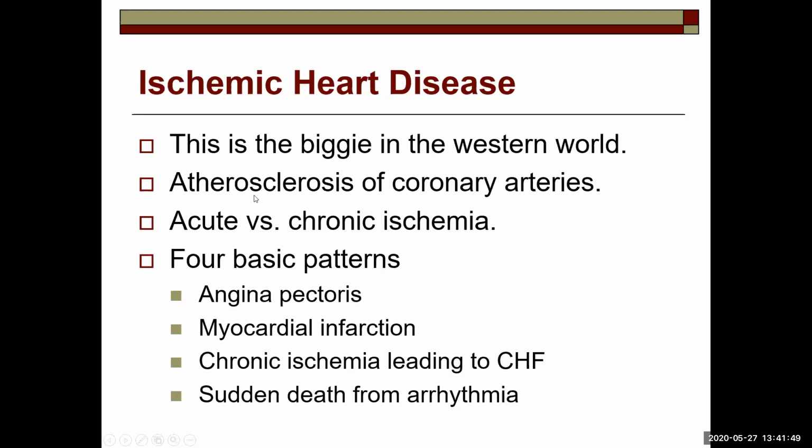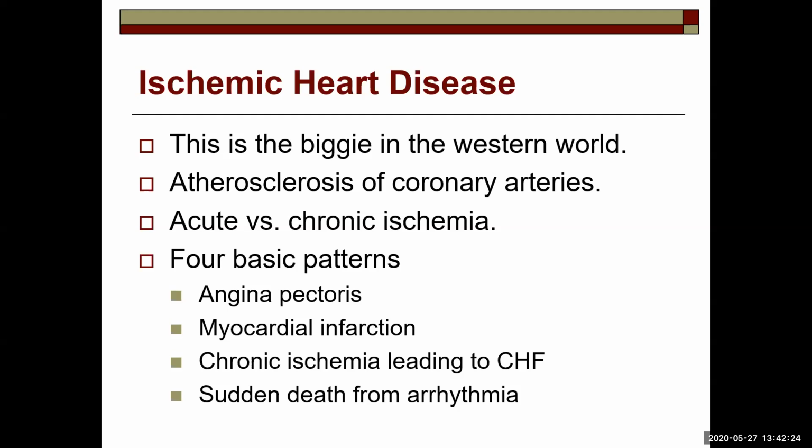So when I say atherosclerosis, you're dealing with fat buildup. If you say acute versus chronic ischemia, we're talking about less oxygen reaching the tissue. It could be acute or chronic. So the four basic patterns: you can have angina, which is basically the chest pain that you get when you have ischemia. Myocardial infarction, that's the heart attack, when you have an infarction actually develop.